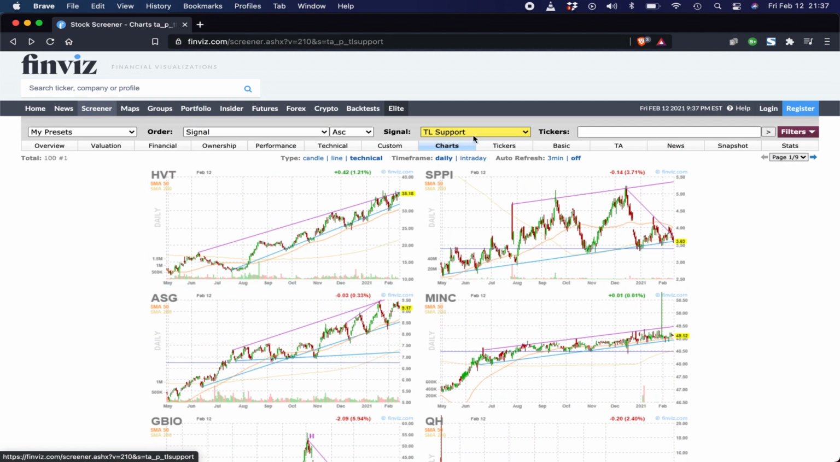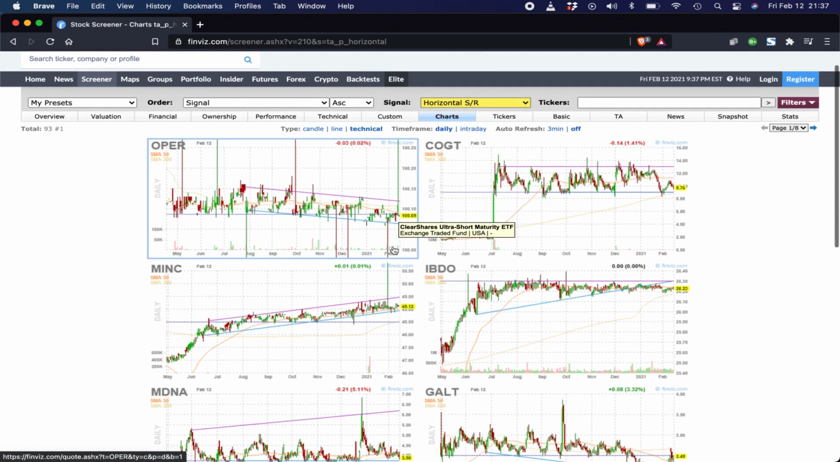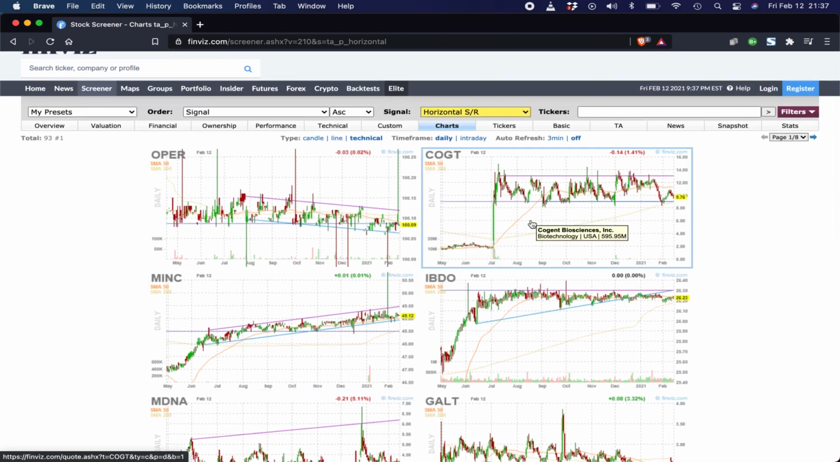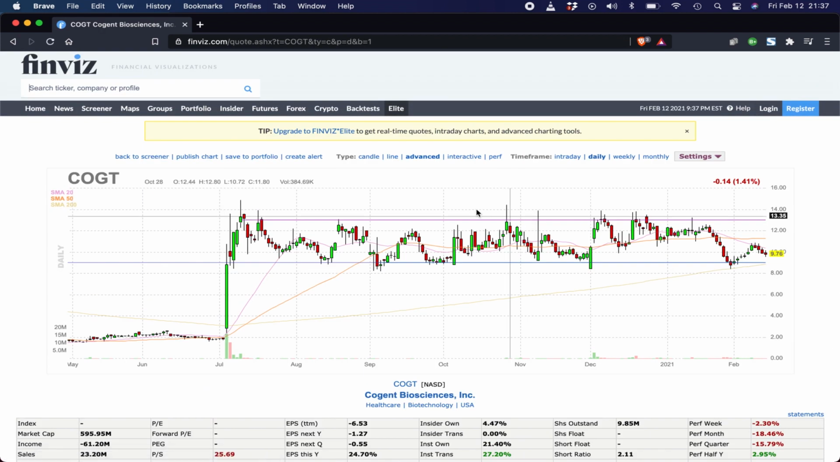Now let's go through horizontal support and resistance. So this is fairly similar to the range bound stocks, where you can see the support lines and the resistance lines that are being drawn. So this is a classic example again. So you can see the horizontal resistance line at the top, horizontal support line at the bottom. The FinViz chart already populates this line for you, so you don't have to manually draw this.